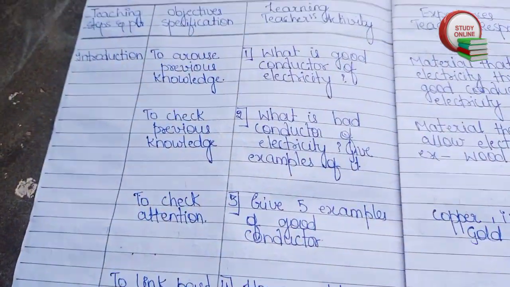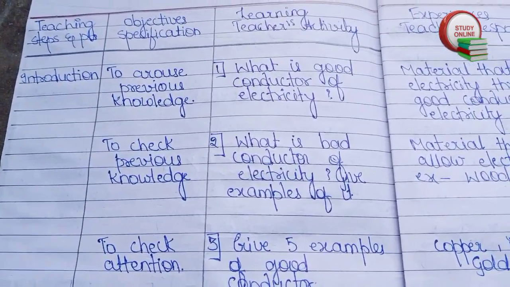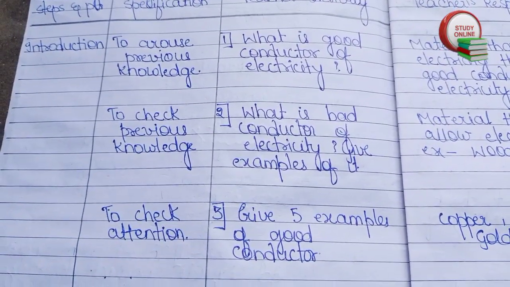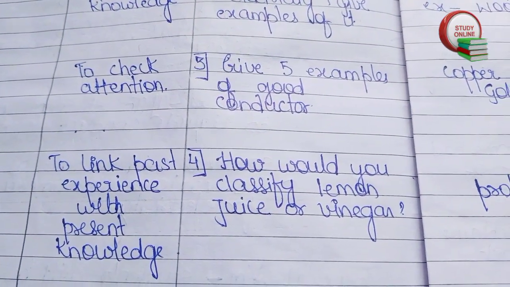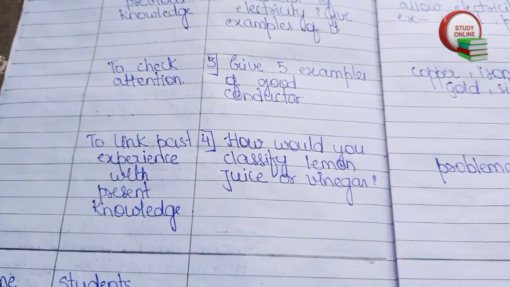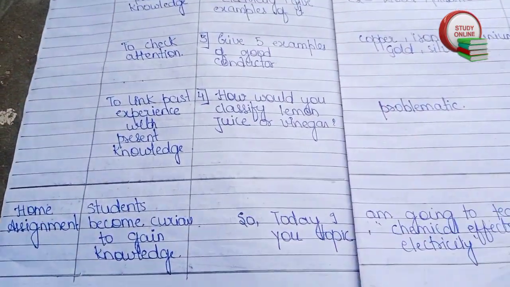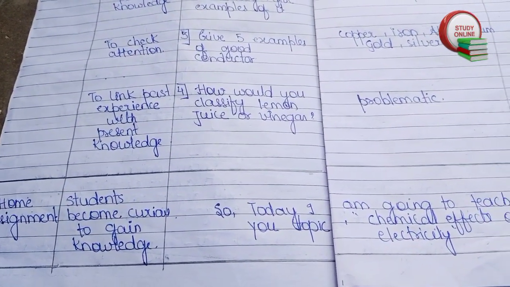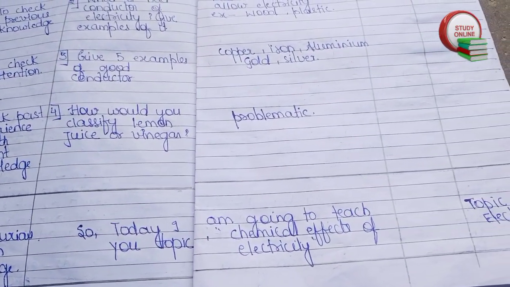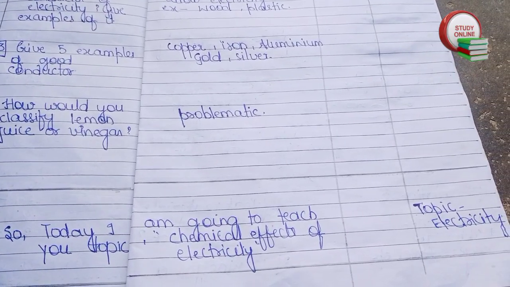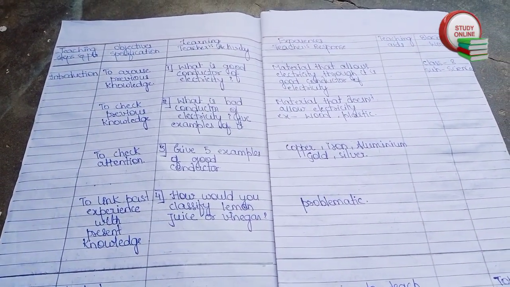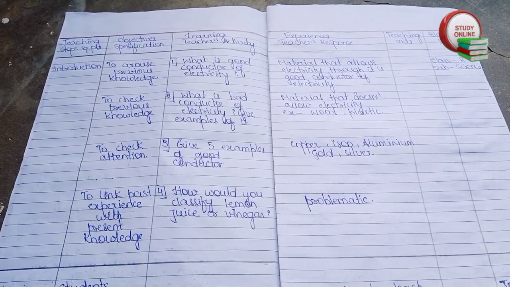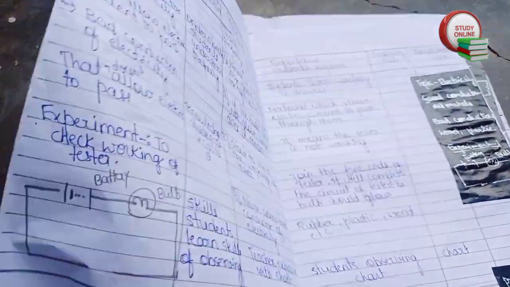Okay, and here you can see the objectives and specifications, like to arouse previous knowledge, to check previous knowledge, to check attention, to link past experience with present knowledge. Like this would be the objectives and specifications of our lesson plan's introduction part. Here you can see the statement of aim. So after that we have to announce our topic. We have to say, students, I am going to teach you the topic electricity. Like this we have to write and mention all those things. Here you can see the overall look of our lesson plan.